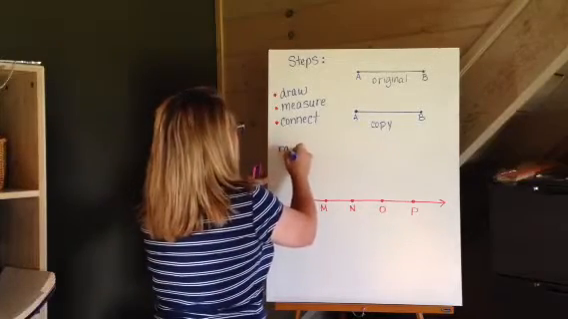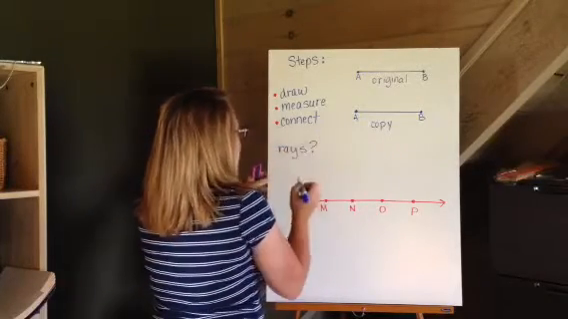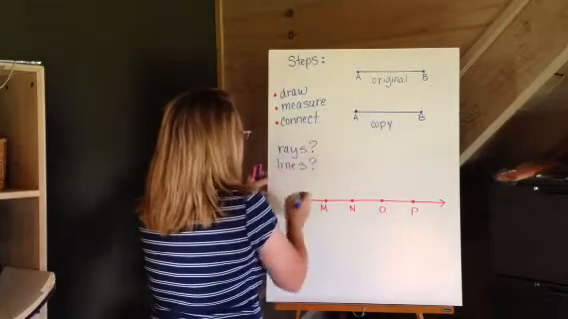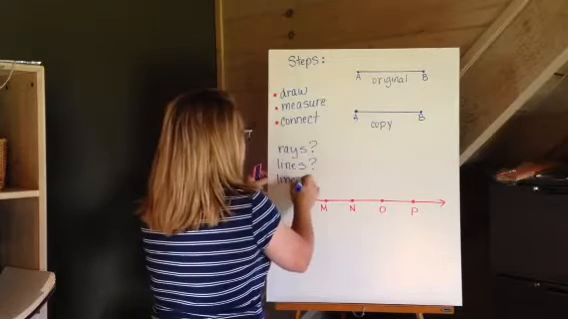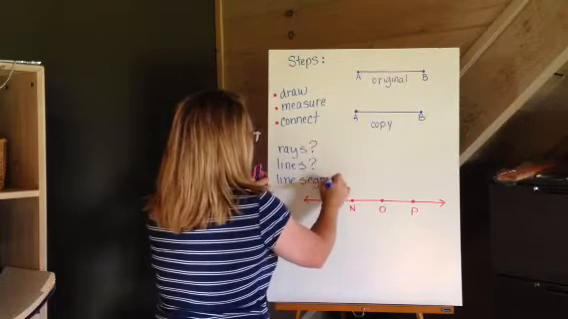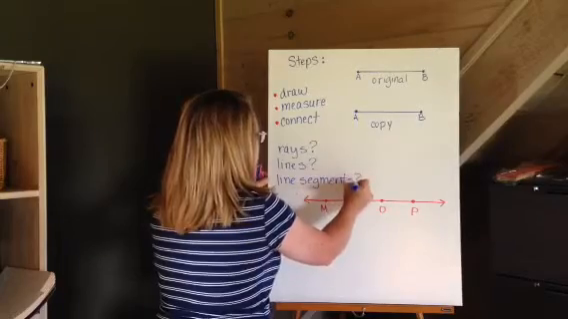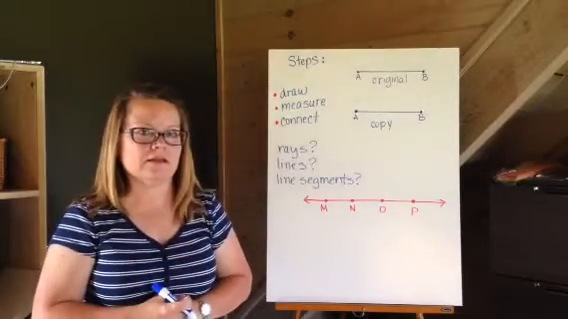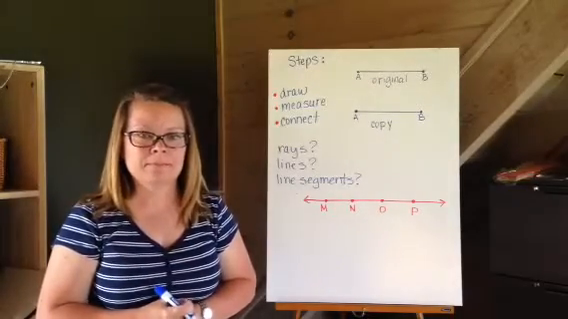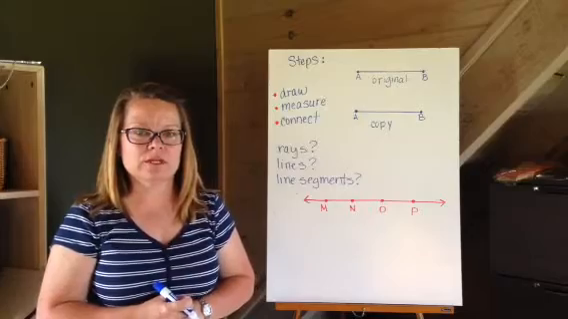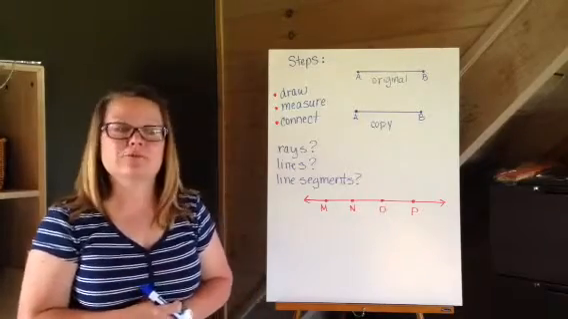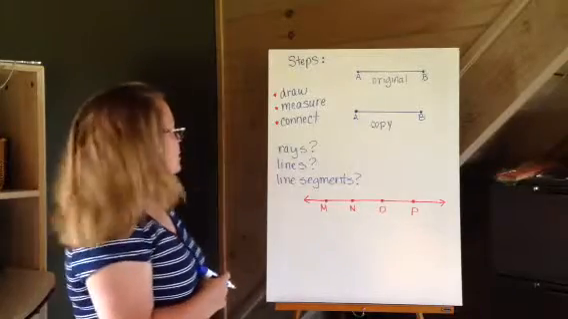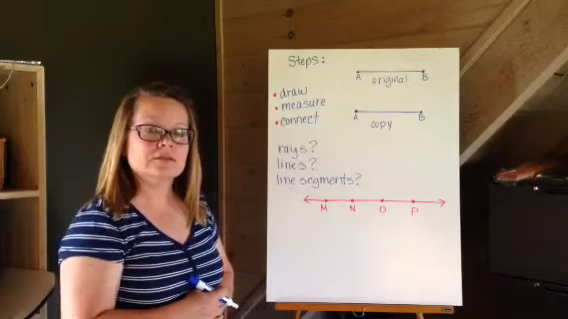So I want to know how many rays, how many lines, and how many line segments do you see in that diagram? Now, the next part of that is, can you name them? Okay? So I'm going to give you just a few seconds. You can pause the video. But I want you to write down how many rays you see, how many lines, how many line segments.